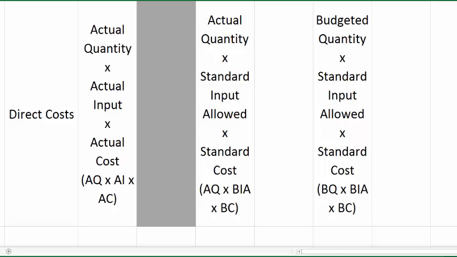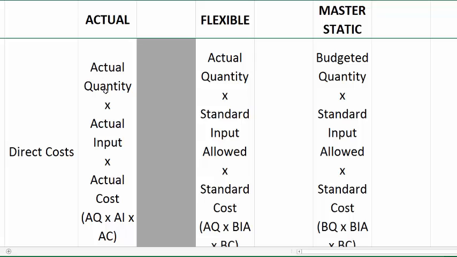Now, over here on the actual results column, if I can move this bar up just a touch, we have got our actual results. What was the actual quantity times the actual input times the actual cost for those inputs? So actual quantity times the actual input times the actual cost. How many units did we make? How many pounds or hours, if we're talking about direct labor, did it actually take each unit? Times the actual cost for those.